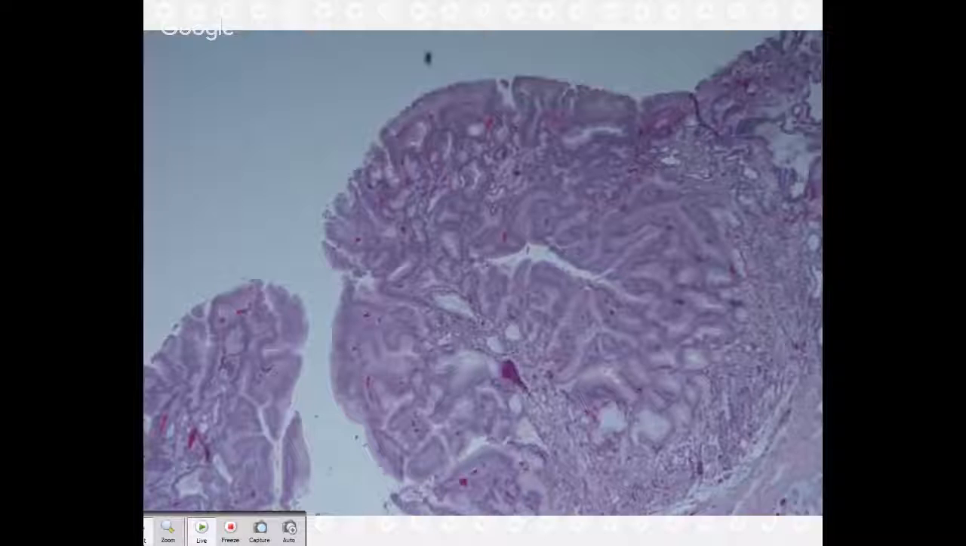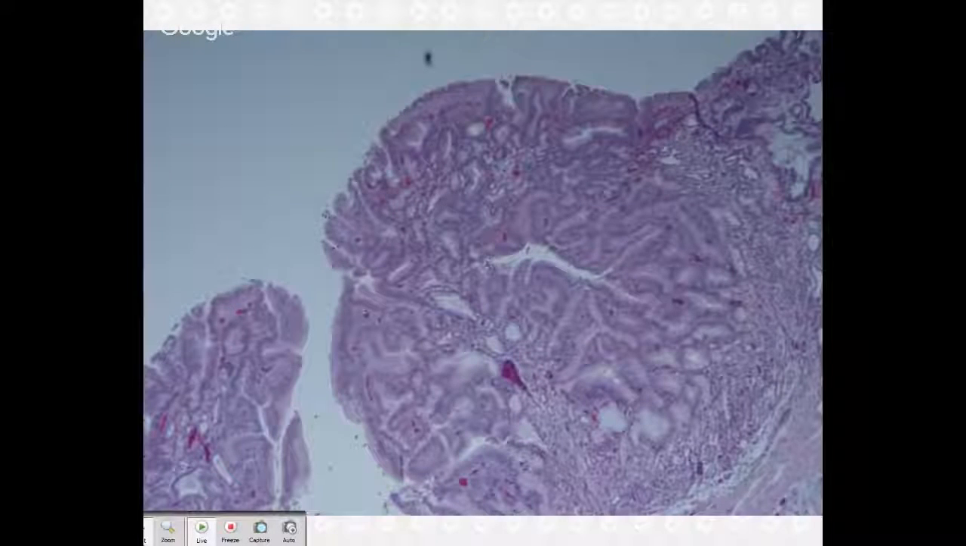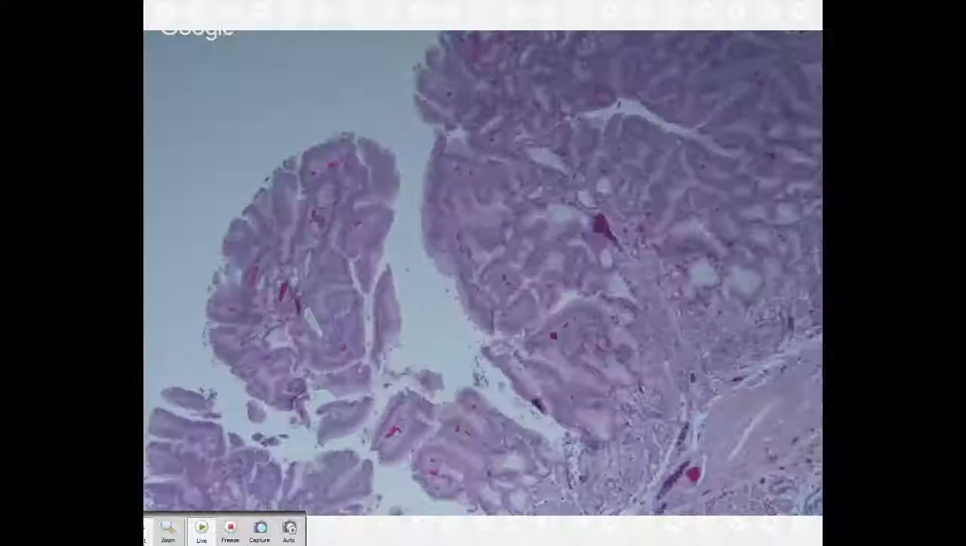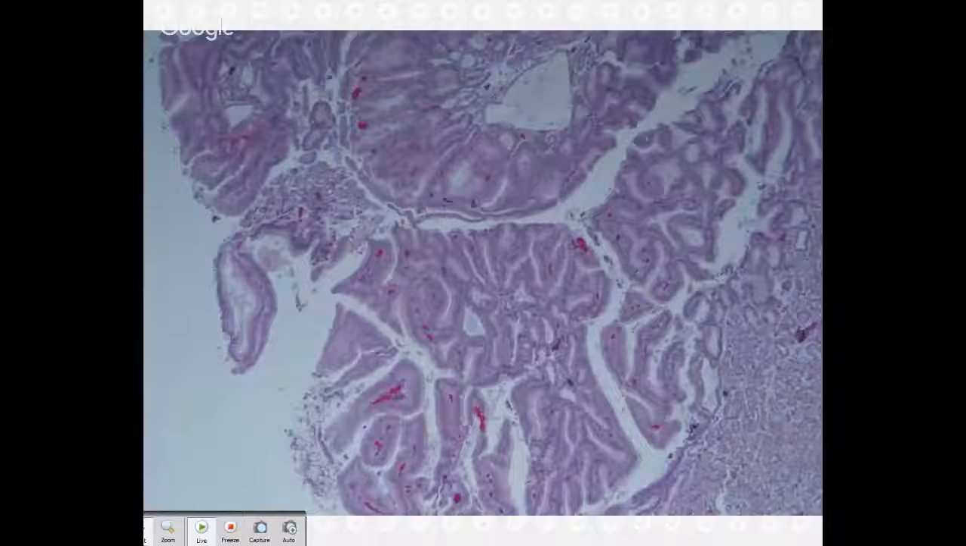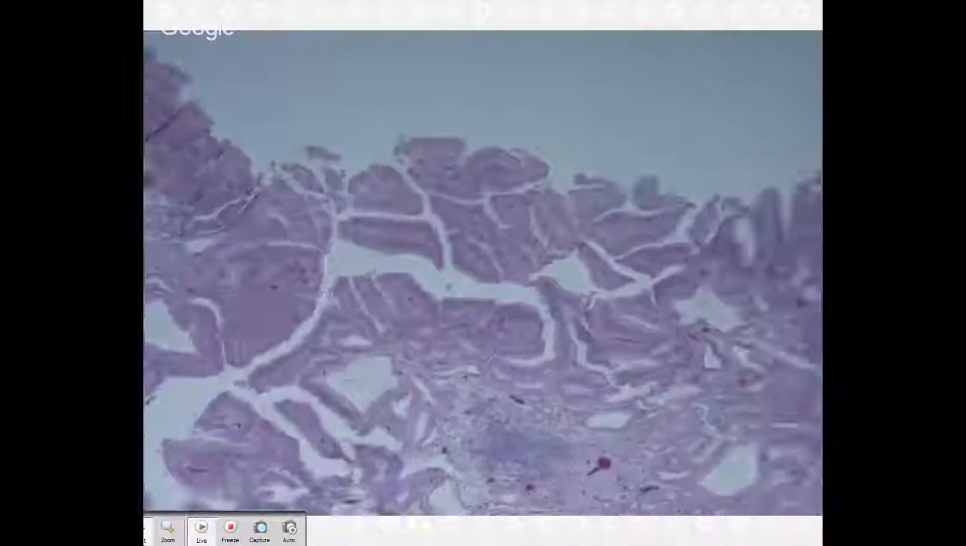So if you see something like this in a patient, maybe they don't know it's syndromic, maybe that patient has an attenuated form or they're the index case. So you would want to tell your clinician, hey, I really think this patient's got something else going on.